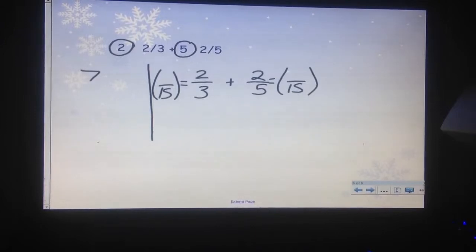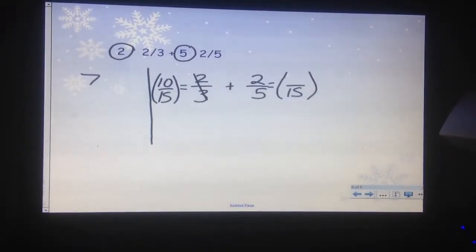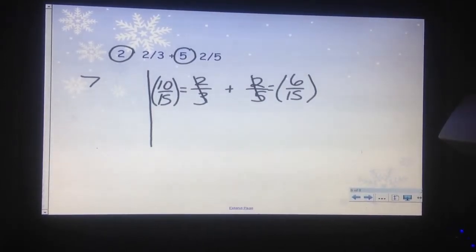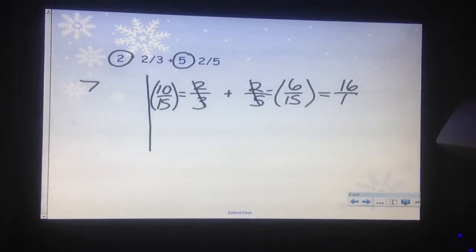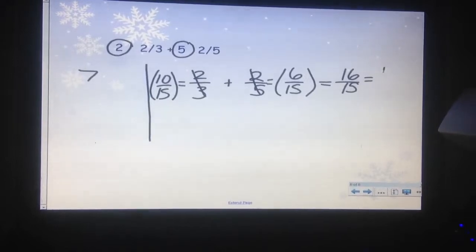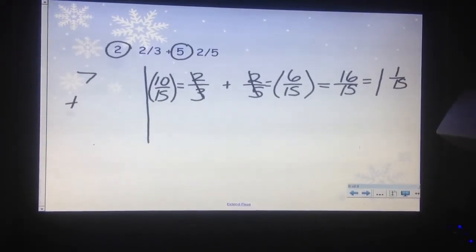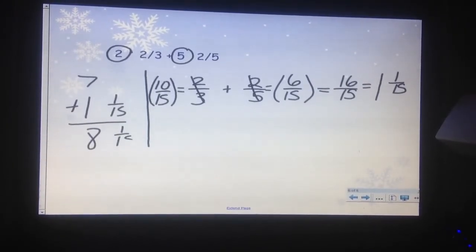So over here, all the way over on the left, I had to multiply by 5 to get to 15. If I multiply 2 times 5, I get 10. Over on the right, I had to multiply by 3, so that would give me 6. So I end up with 10/15 plus 6/15. That equals 16/15. That converts to a mixed number of 1 and 1/15. And if I add 1 and 1/15 over here, I get a total of 8 and 1/15.